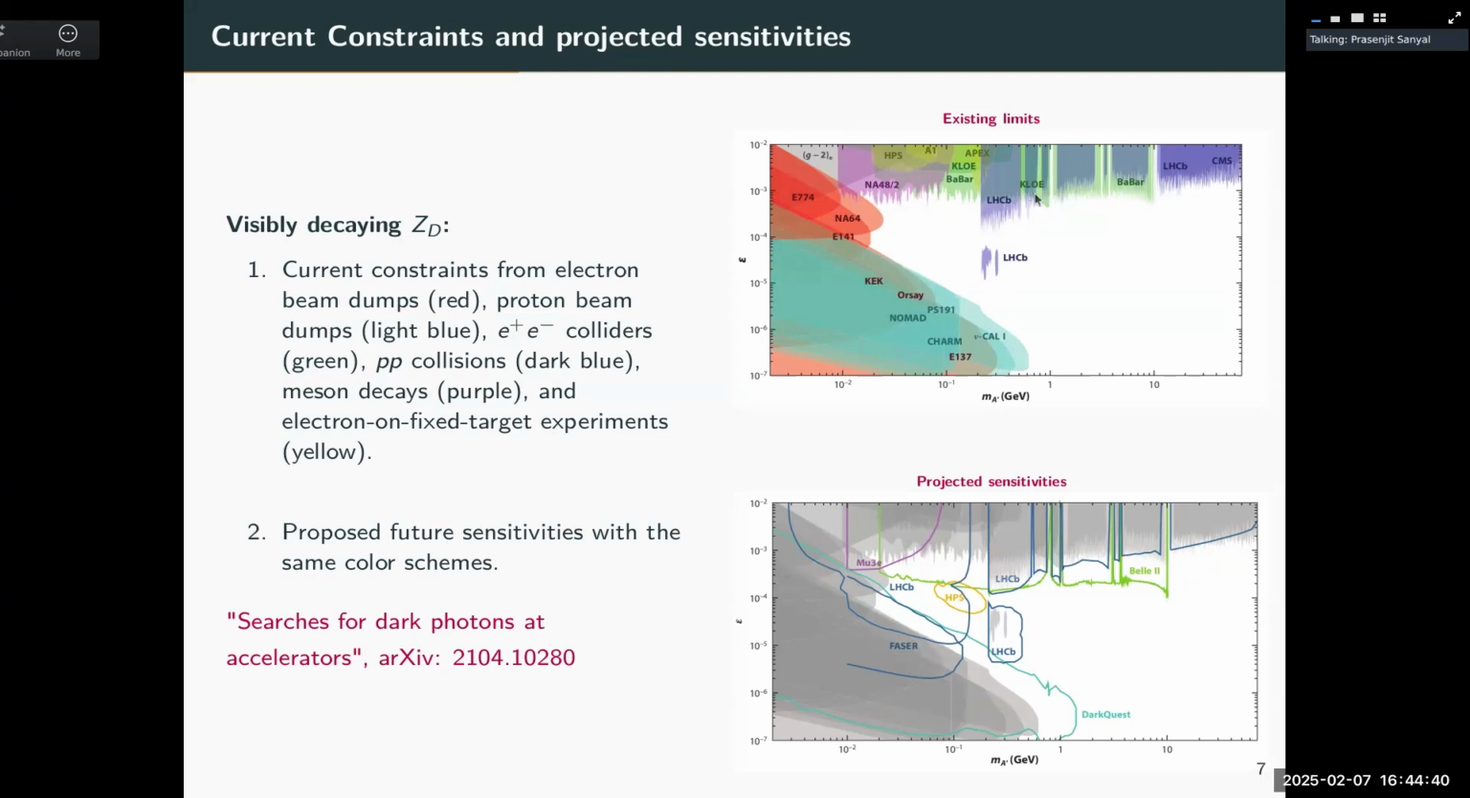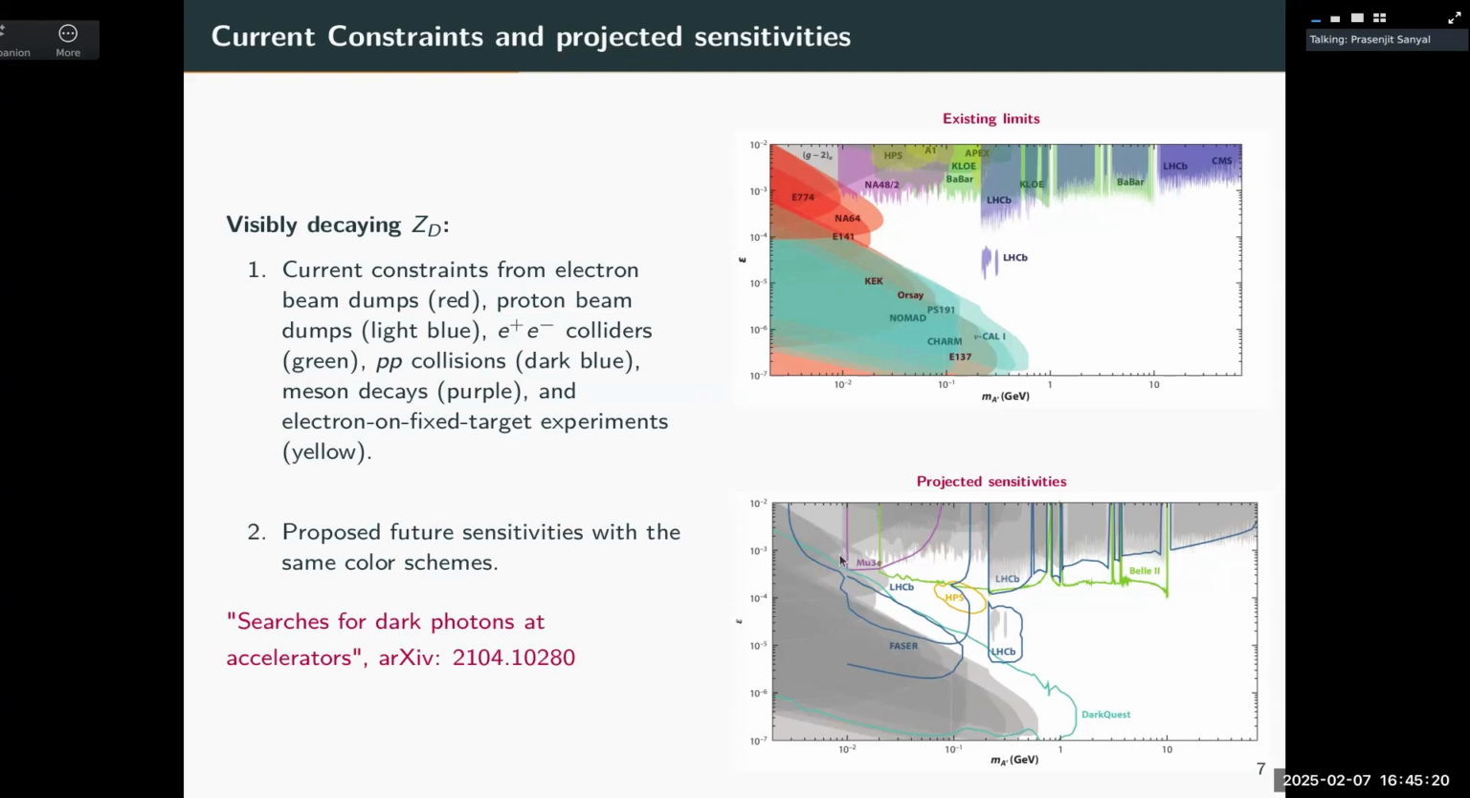So this region is the prompt decay modes of dark Z or the dark photon, and these regions are the non-prompt decay modes. The non-prompt decay modes can be explored in beam dump experiments only, and colliders like the LHC or the electron-positron collider usually look for the prompt decay modes. Only LHCb has the sensitivity to figure out the displaced vertex, and that's why they have these kinds of exclusions for small epsilon.